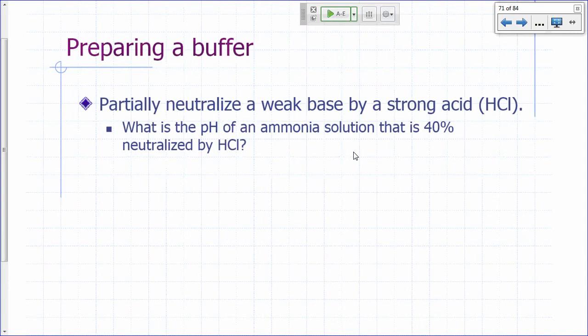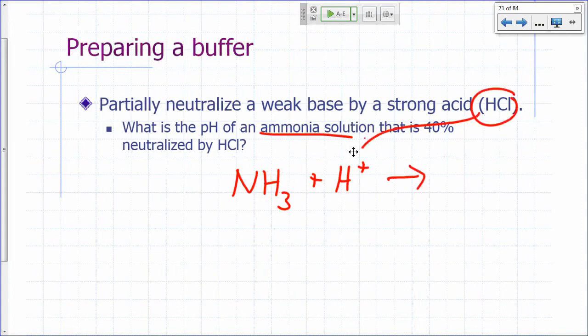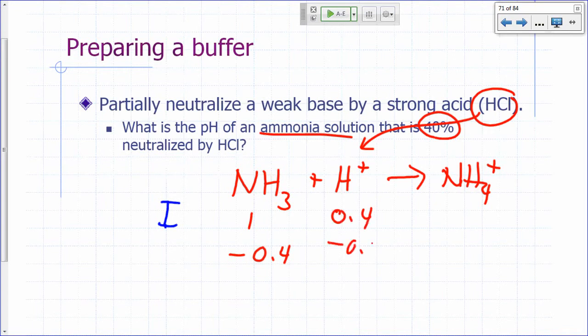Now, another way you can make a buffer is you neutralize a weak base with a strong acid. For example, let's say you have an ammonia solution. Let's neutralize that with HCl, which gives you H+. The HCl will give you the H+, so that will give you ammonium ions. Again, let's just make up some pretend numbers here. It doesn't really matter what numbers we use. Let's say we have 1 molar of ammonia to begin with, so our initial concentration is 1. If you're going to lose 40% of your ammonia, so minus 0.4. How much H+ did you add then? 0.4, because that 0.4 is going to be all pretty much gone. And how much ammonium will you make? Plus 0.4. Those would be your changes.